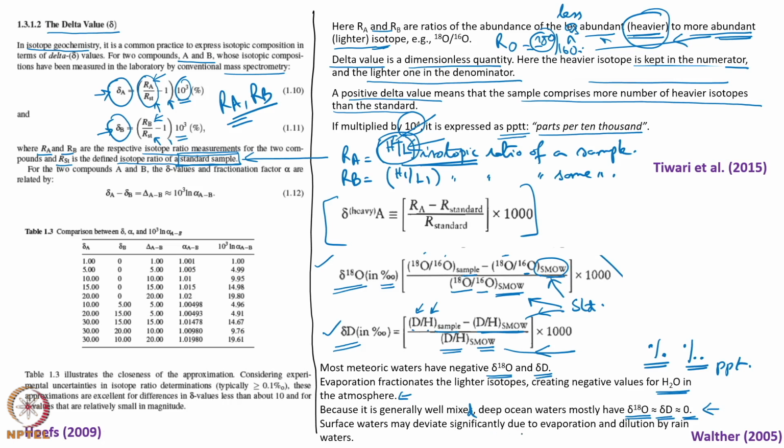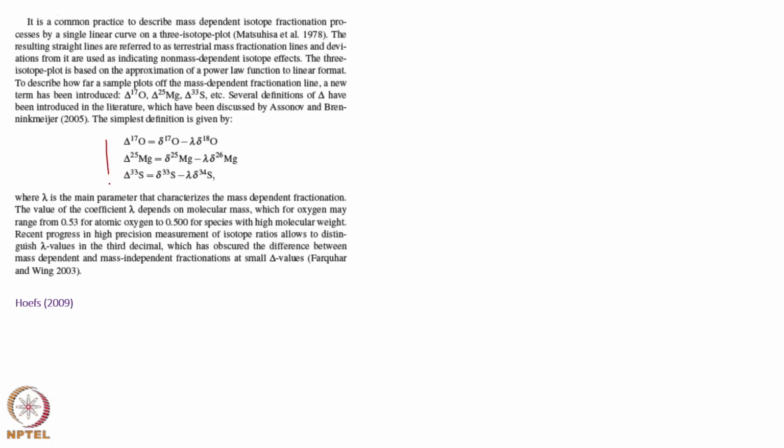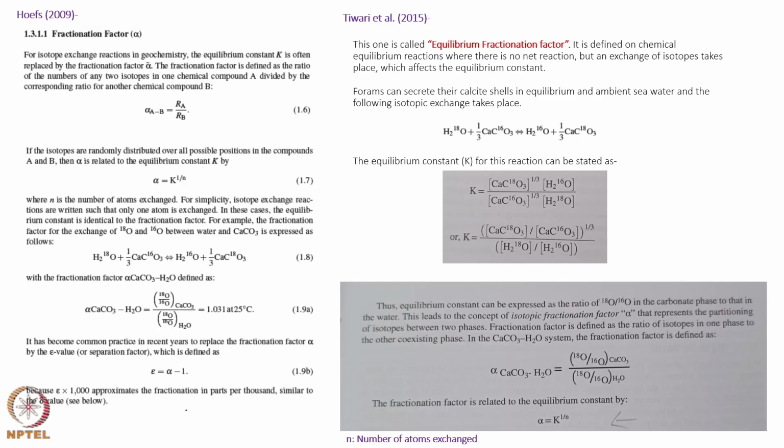Surface waters may deviate significantly due to evaporation and dilution by rain waters. So, the surface water, the sea water and the atmospheric water will vary in the delta values for oxygen and hydrogen. So, in this slide, delta, this symbol has been defined. Recollect the alpha symbol obtained from here.